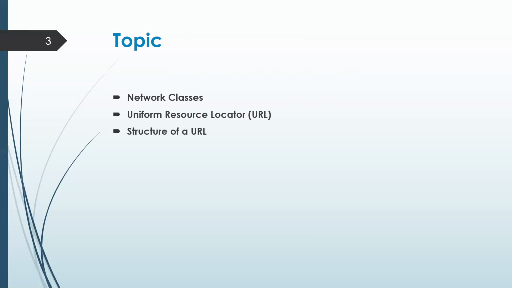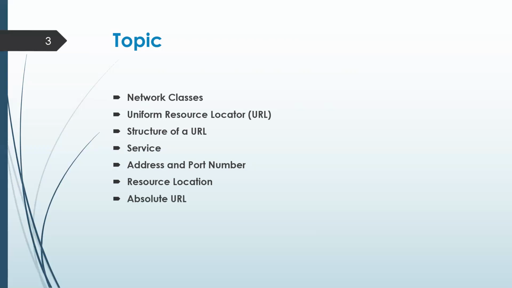So today's topic is network classes. Uniform resource locator, short form URL. Structure of a URL: service, address, and port number. So these following things, with the resource location, absolute URL and relative URL, we are going to discuss.